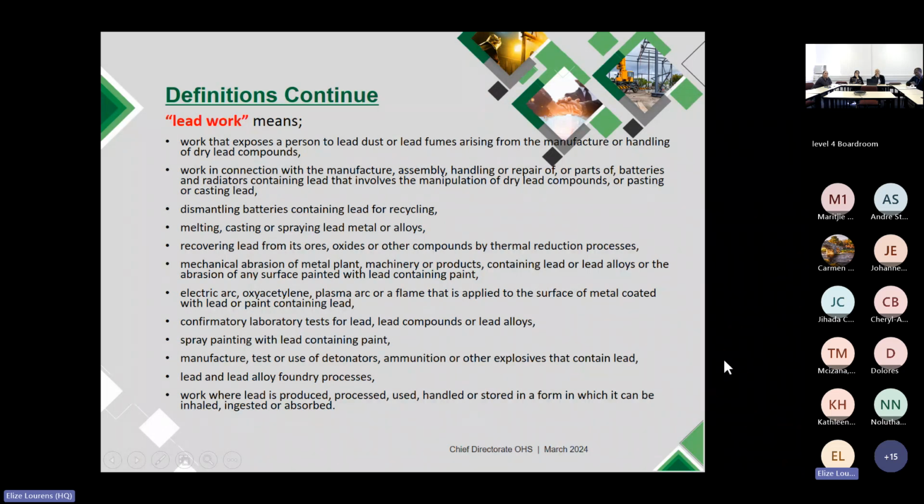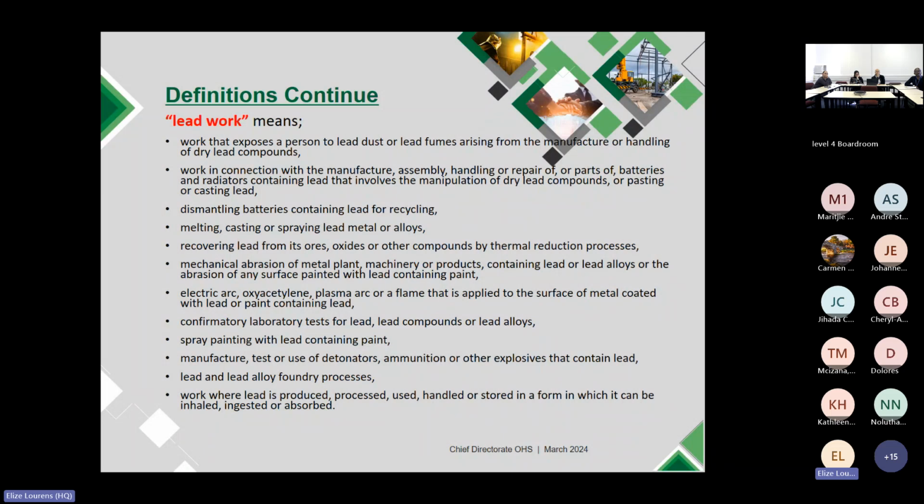Now, the next definition up there, it's a very comprehensive definition, and it's new, and it's of utmost importance to this regulation. Everything actually revolves around this regulation of what lead work is, and you will see how it is used in the regulation as we move through this presentation. So lead work means work that exposes a person to lead, dust, or lead fumes arising from the manufacture or handling of dry lead compound.